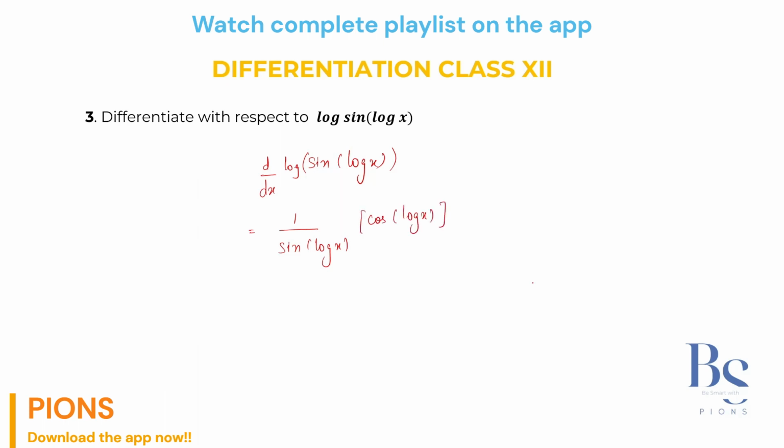Done with that. Sine derivative is cos. And finally, who is left? Log x. So derivative of log x, 1 by x. Done. This is our complete answer.